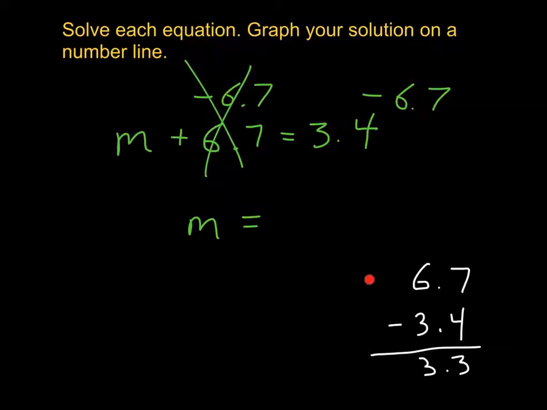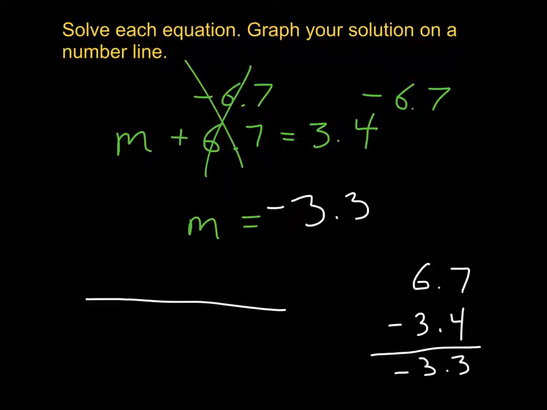So to figure that out, you can see what I've done here. I've just subtracted 6.7 minus 3.4, and then I have to remember it's going to be negative. So my answer is going to be negative 3.3, or negative 3 3/10.